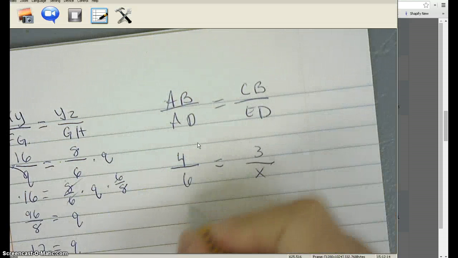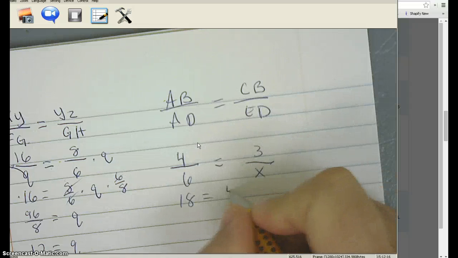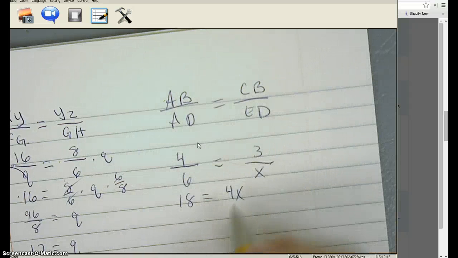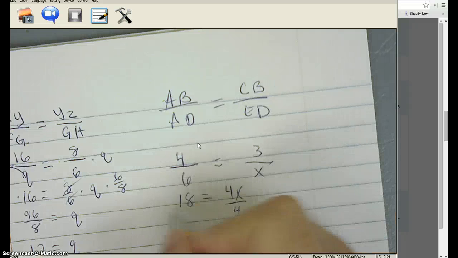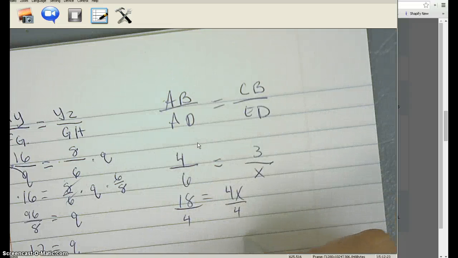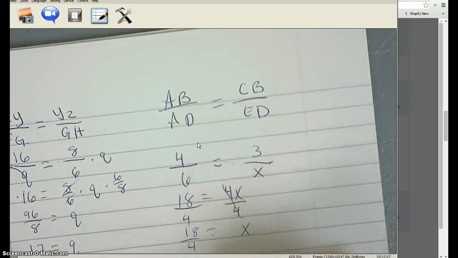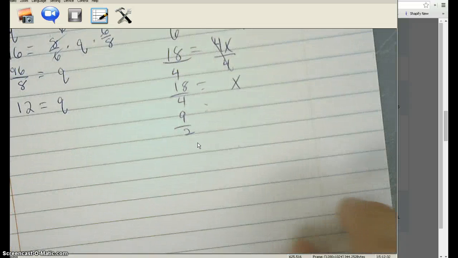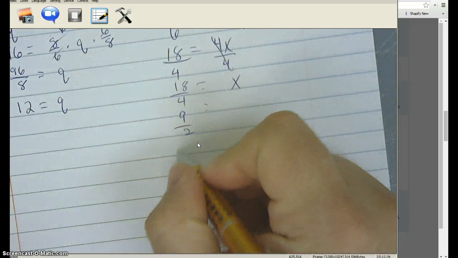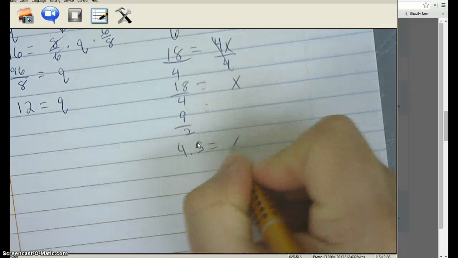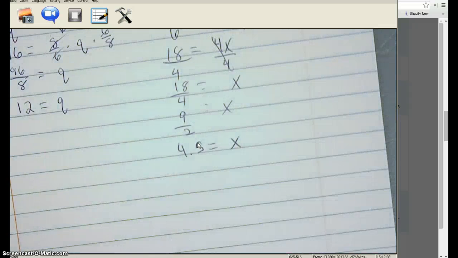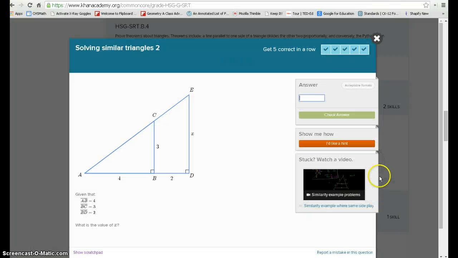So we cross multiply, we get 18 equals 4X. That's what it means to cross multiply. And then we divide by 4, and we get X equals 18 over 4, which is equal to 9 over 2, and then that's equal to, what's half of 9? 4.5. That's what X is equal to, okay? So we can go ahead and put 4.5 in as our answer for X.